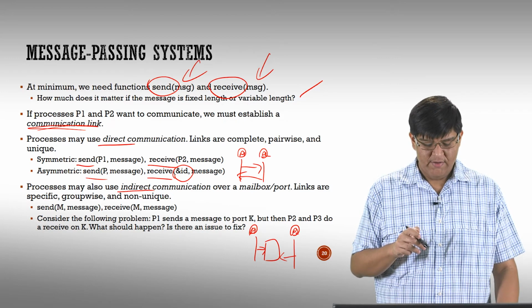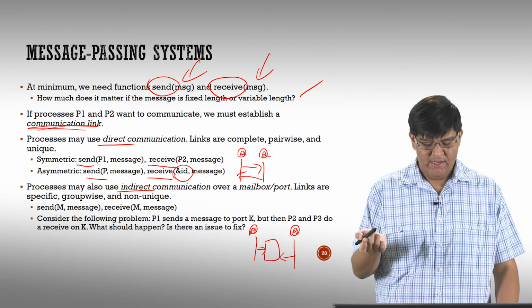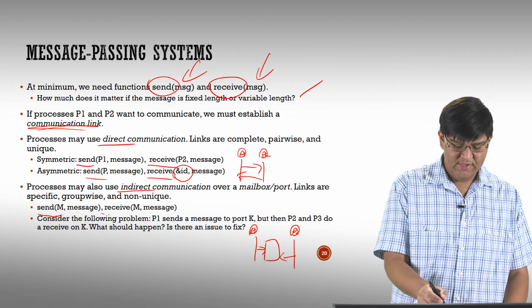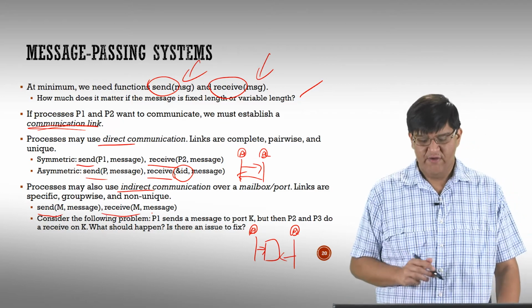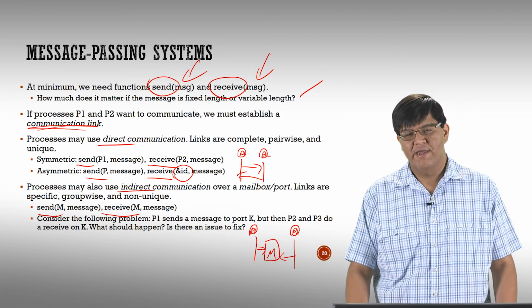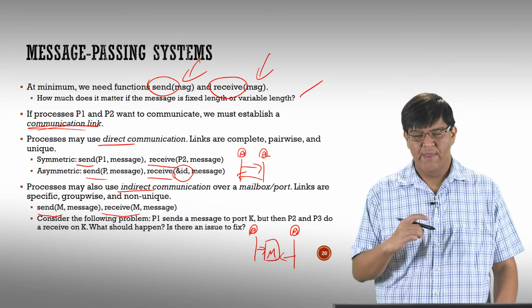Below, I have indirect again. So indirect is a little bit different. A lot of times what happens is you just do a send to a mailbox. So I have my send to mailbox, receive on a mailbox. I've drawn it here, this is my M over here. This is one big mailbox, and everybody just deals with that. Instead of dealing with individual processes, they just go to that mailbox.